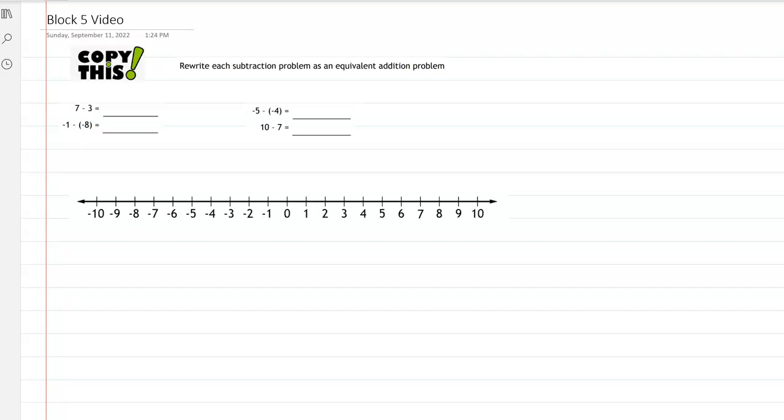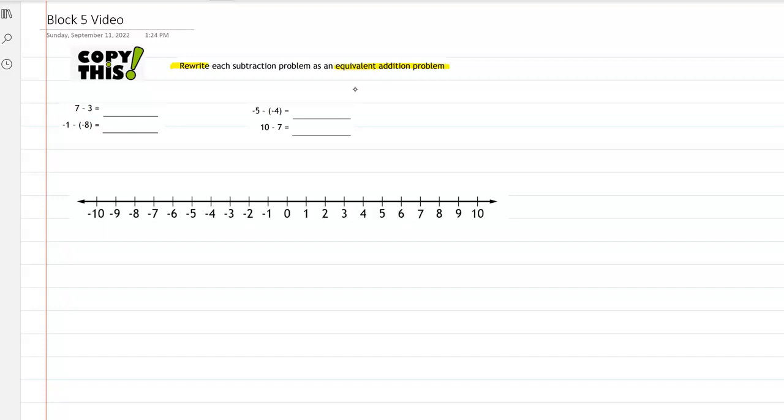So, as always, you're going to copy these items down in your notebook, and then you're going to do what it tells us to do. So right here it says rewrite each subtraction problem as an equivalent addition problem. So the magic words here are rewrite as an equivalent addition problem. So that's what I'm going to teach you how to do.